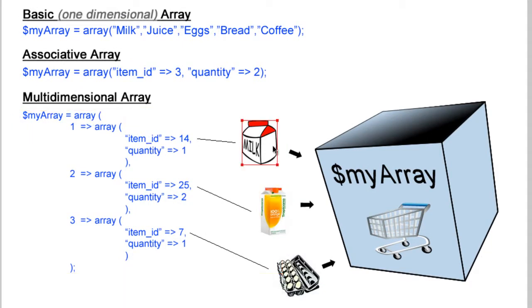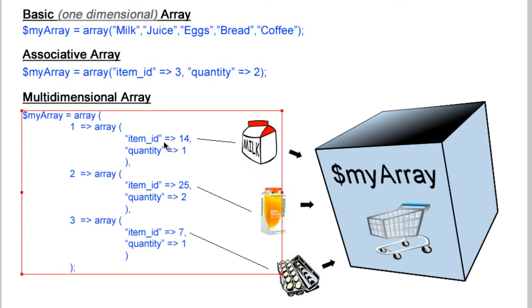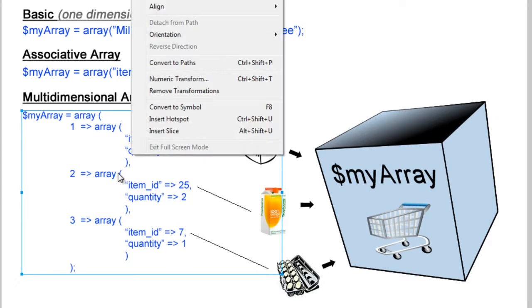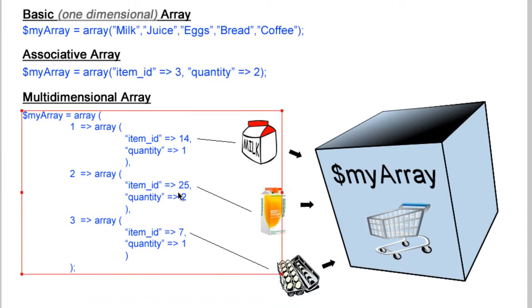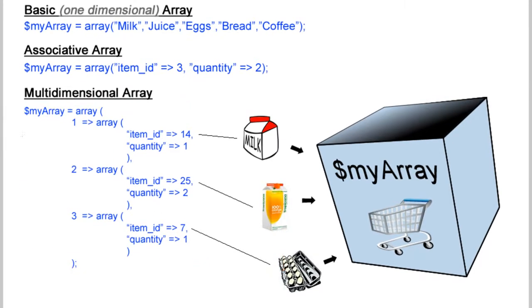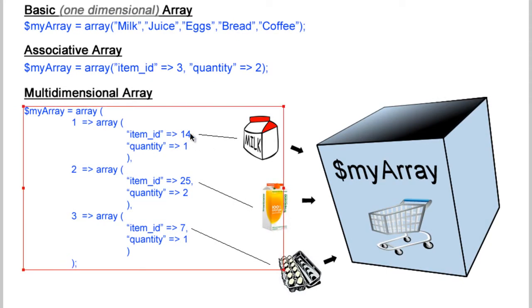So instead of that being milk, it'll be hat and jeans and shirts or whatever. But we're going to have the item ID and the quantity for that item all within its own little array. And it's going to be packed in with other array items, however many items they put into their cart. If they only put one item in their cart, we'll only have one item in our multi-dimensional array. In this example here, they would have 3 items in their cart.